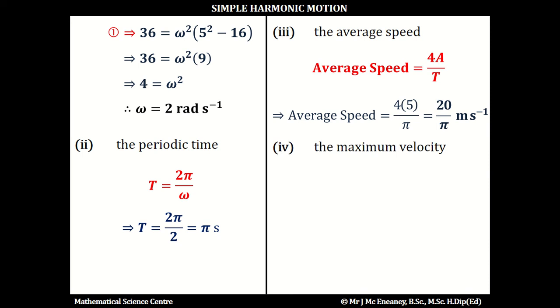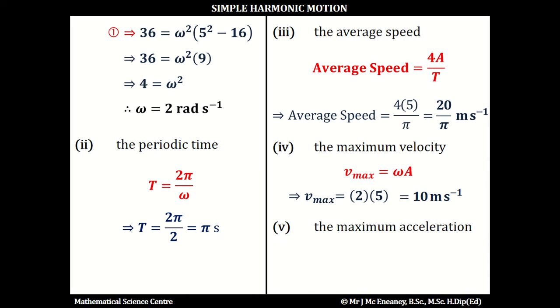If we want to find the maximum velocity, V max equals omega times A. We worked out omega is 2 and the amplitude A was 5. This means omega times A is 2 times 5, which works out as 10 meters per second. So V max is 10 meters per second. If we want to work out the maximum acceleration, A max equals omega squared times A. The omega value is 2, the A value is 5. This gives 2 squared times 5, and this works out as 20 meters per second squared.